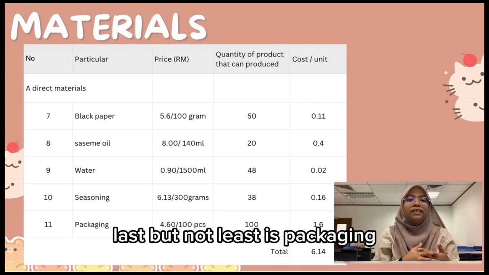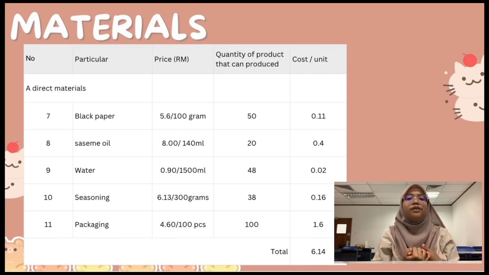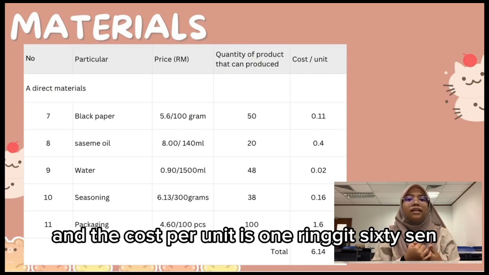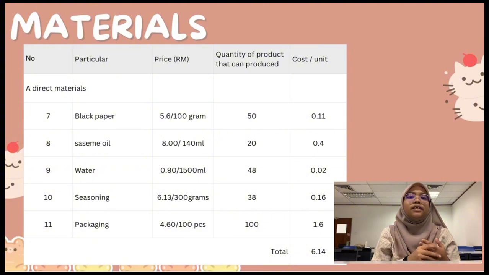Last but not least is packaging. We buy 100 packs, so we can use 100 times, and the cost per unit is 1 ringgit 60 cents. And the total direct material is.